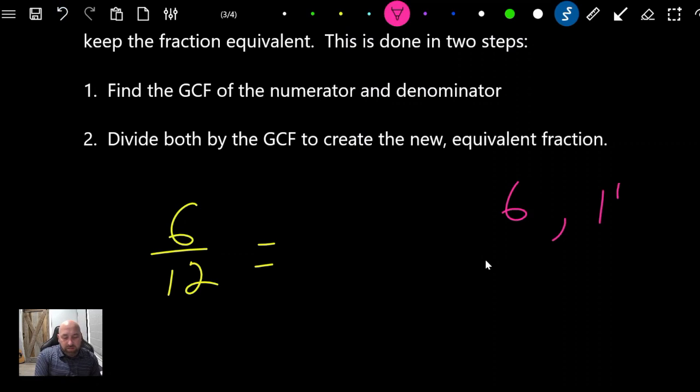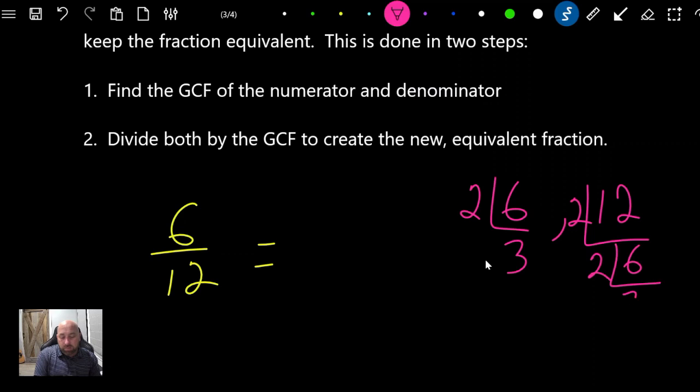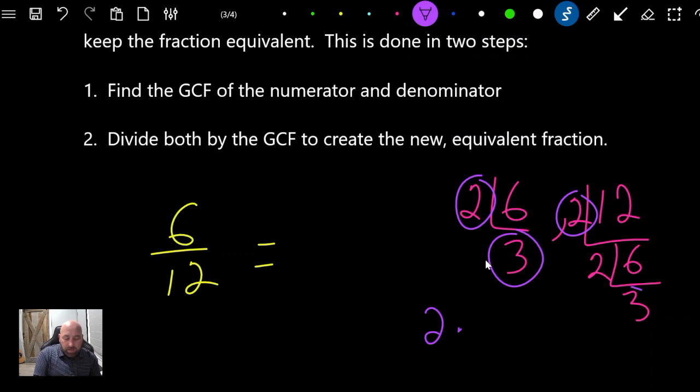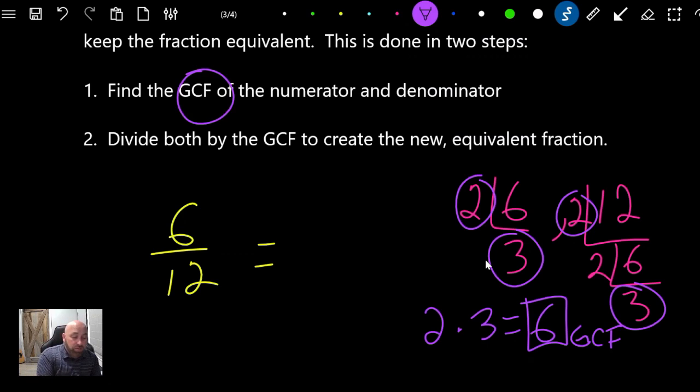So we have 6 and 12. Okay, how do we find the GCF of 6 and 12? Well, we go ahead and factor those, right? So 6 is 2 times 3, and 12 is 2, 6, 2, 3. So now what we do is we take the 2's, and that's one pair. So we have 2 times, and then we have 3's. That's the second pair. 2 times 3 equals 6. 6 is our GCF. Don't get confused by LCD, right? We're doing the GCF here. When we're reducing, we're using the GCF, greatest common factor.